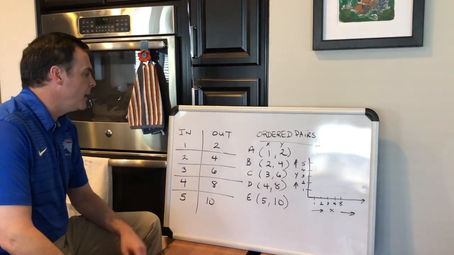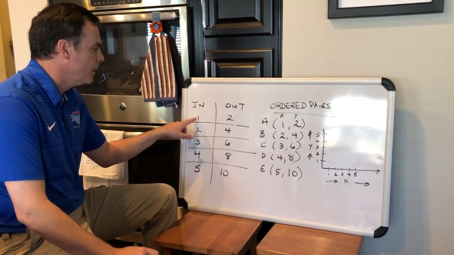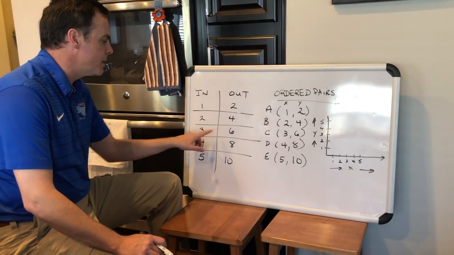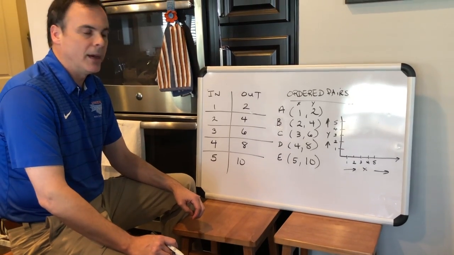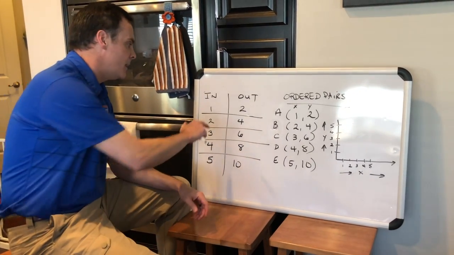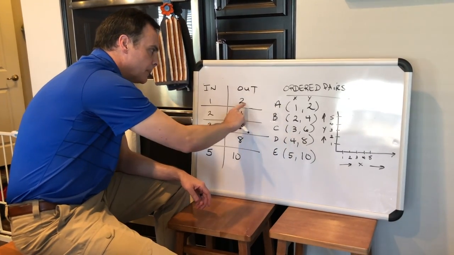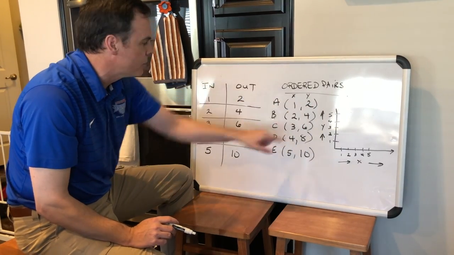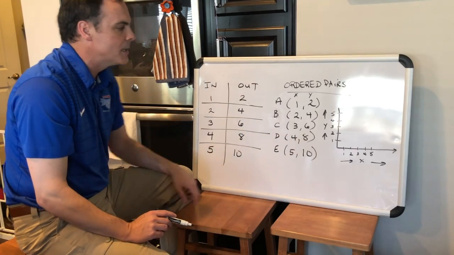For your work today, you'll see the in and out tables, and I've completed the first one for you. The in is 1, the out is 2; 2, 4; 3, 6; 4, 8; 5, 10. It then asks you for ordered pairs. This is actually pretty easy. The in becomes the x, so the 1 is the same, and the 2 is the same. I just basically rewrote those numbers. The in is all the x's, and the out is all the y's.